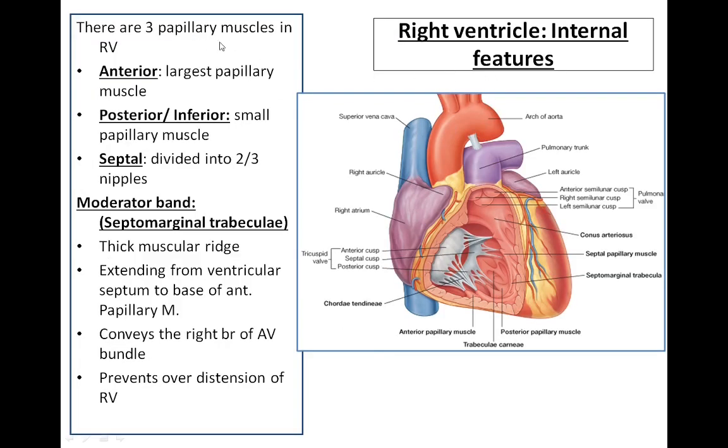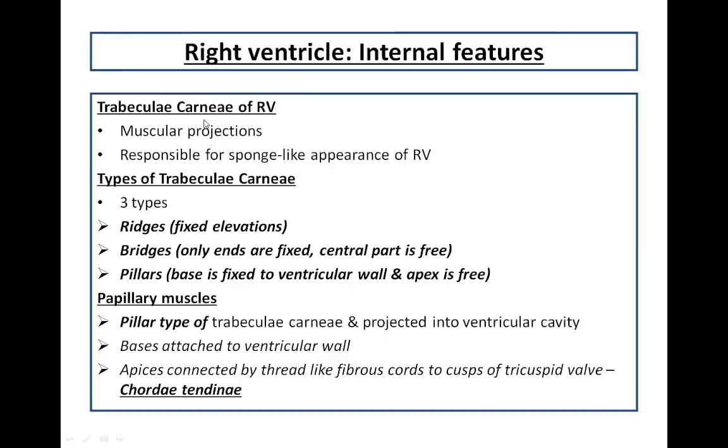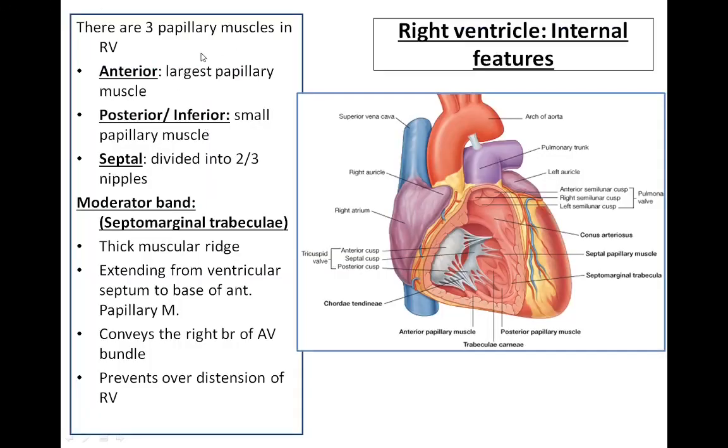Then there are three papillary muscles. According to their site of origin, we give the name. Suppose we have an anterior wall of the right ventricle, a posterior wall of the right ventricle, and one septal wall. This posterior is also known as the inferior. Now if the papillary muscle is coming from the anterior wall, we give a name, that is the anterior papillary muscle.